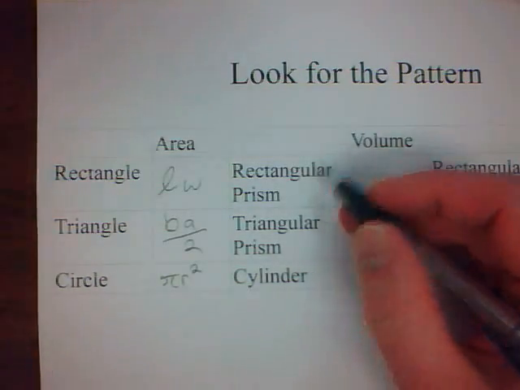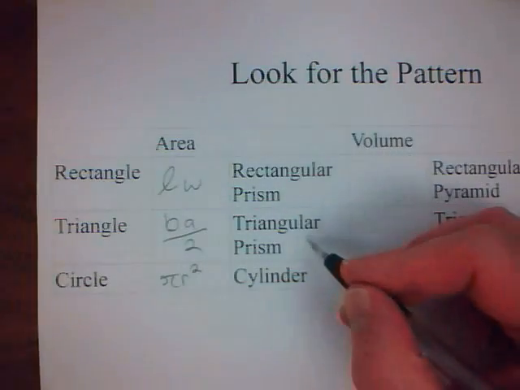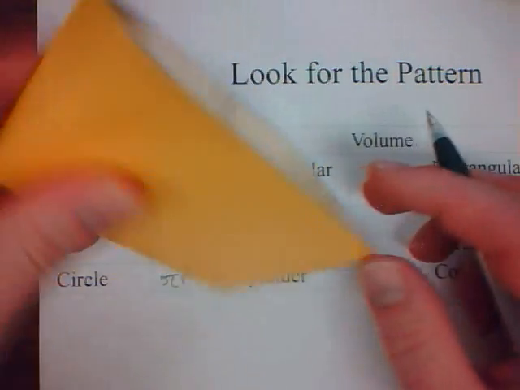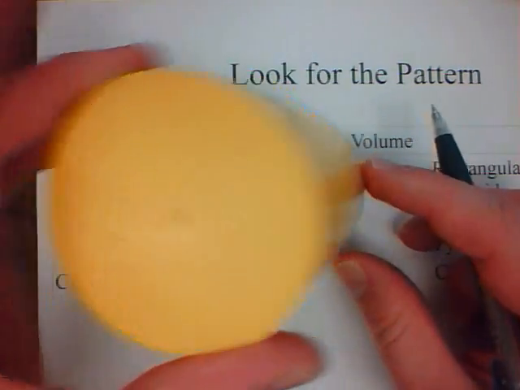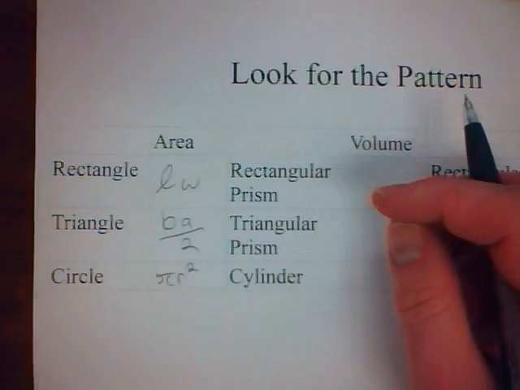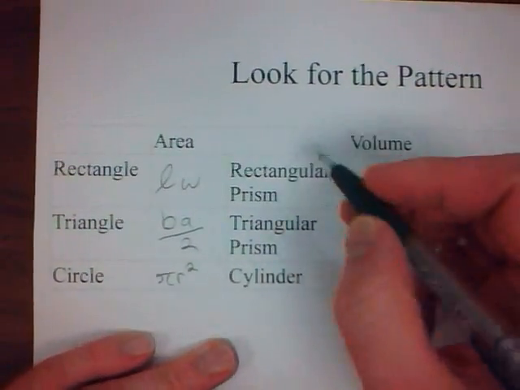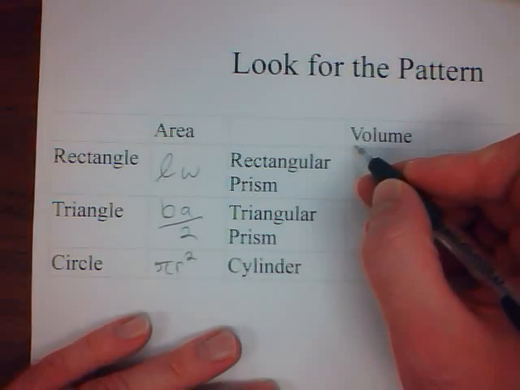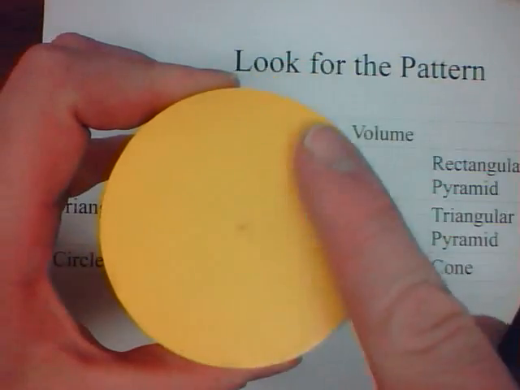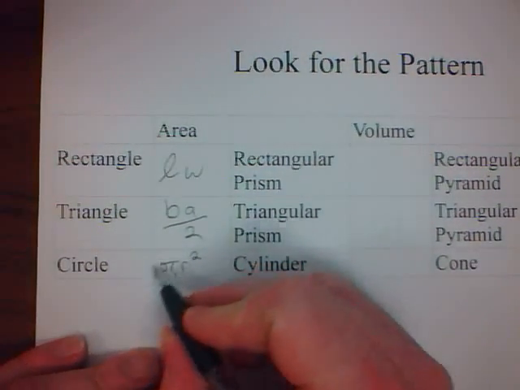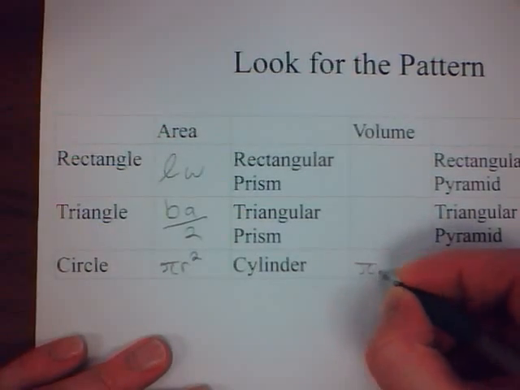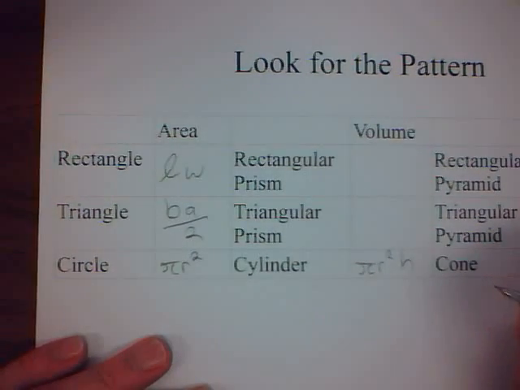If you remember what a rectangular prism is, an object like this. A triangular prism, an object like this. And a cylinder, an object like this. You don't have to memorize these formulas. What you have to memorize is, when you move to volume, you have to add the third dimension. This object not only has a circle on the bottom, but it now has height. Take the area formula and multiply it by height.